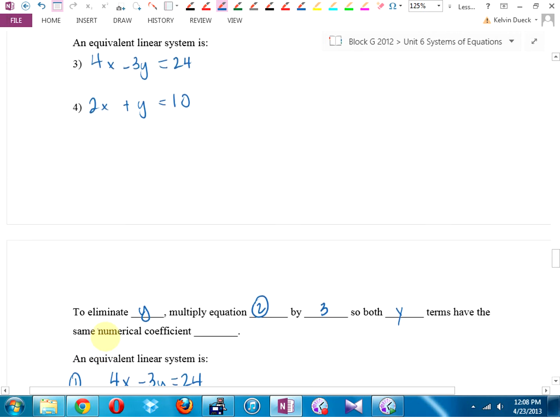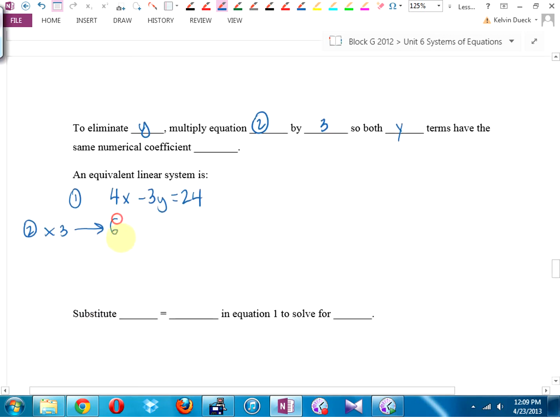I'll scroll down in a second. Cole, can you multiply that by 3 and just read it to me? What's it going to be? No, the whole thing. 6x plus 3y equals 30. Say that again. You guys all write it down, and then I'm going to scroll down. 6x plus 3y equals 30. This is why I like doing this all on one page, so you don't have to try and flip back. Add. 10x.